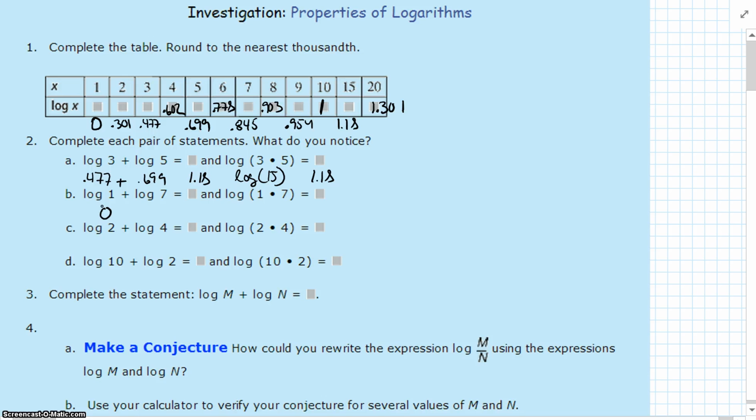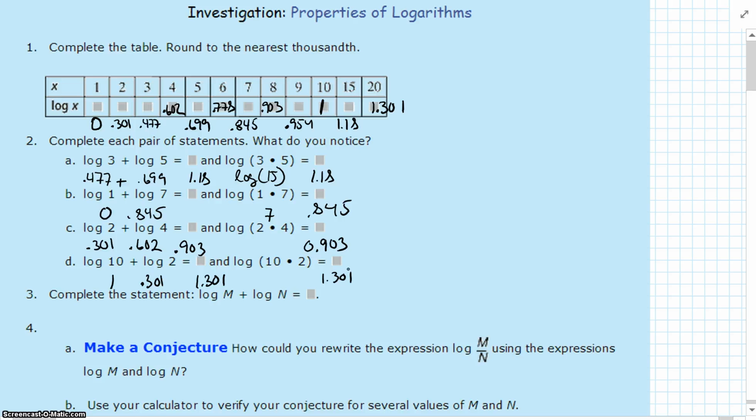The log of 1 is 0, and the log of 7 is 0.845. And what's 1 times 7? 7. 0.845. The log of 2 plus the log of 4 would be 0.301 plus 0.602, which would be 0.903. And what is the log of 8? 0.903. Log of 10 is 1, and the log of 2 is 0.301, which would be 1.301. The log of 10 times 2 would be the log of 20, which is 1.301.